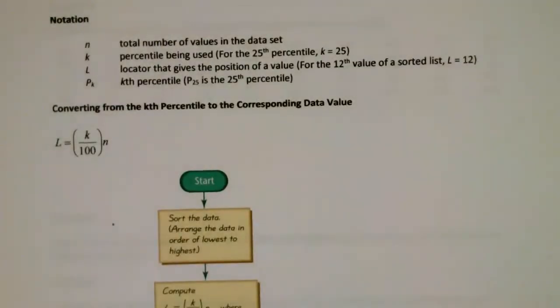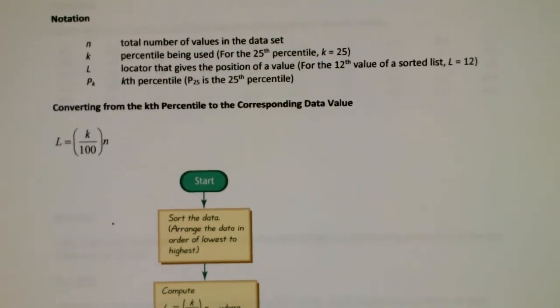Now, next, let's talk about some notation. The n is the total number of values in the data set. Lowercase k would be the percentile being used for that data set. So for the 25th percentile, your k is going to be 25. Capital letter L is the locator that gives the position of the value. So for the 12th value of the sorted list, your L will be equal to 12. And P with the lowercase k, that's the k percentile. So P25 means the 25th percentile.